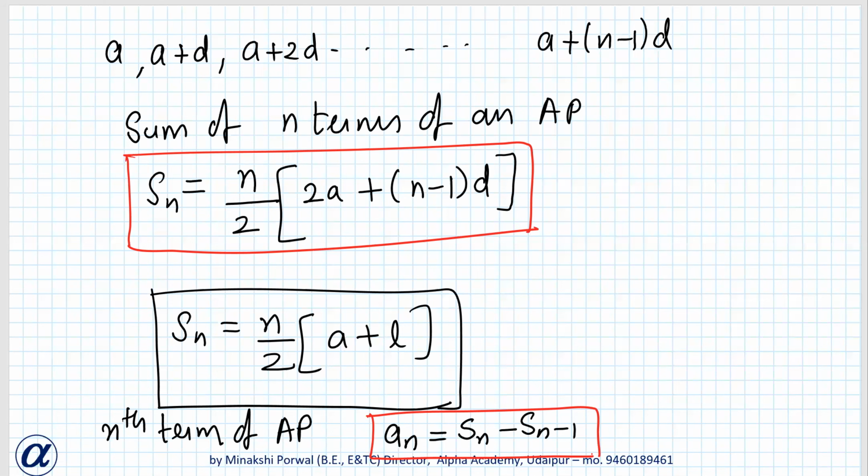Okay. Now, first of all, copy these three formulas. I am going to explain these formulas taking an example. Everybody copied this formula? I'm copying. Okay, copy.